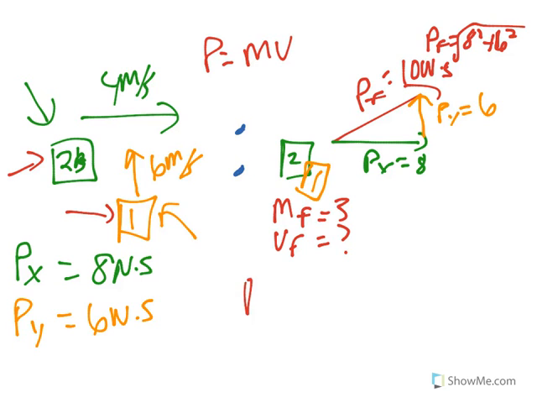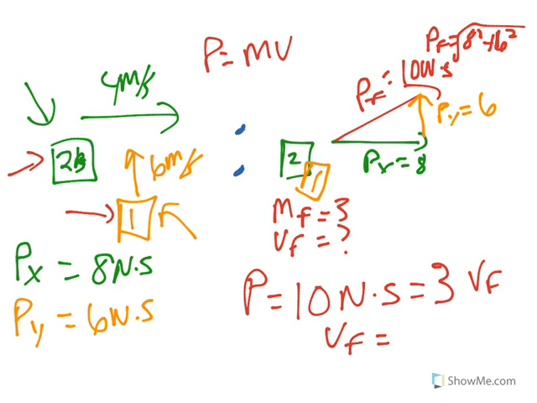So now we know the momentum is equal to 10 Newton seconds, so we can figure out what the final velocity is, because we know that the mass is 3. So we divide by 3 and we get the final velocity is equal to 3 1/3 meters per second. Alright, and that is the momentum review. I hope this helps everybody that watches it, and good luck on your test.